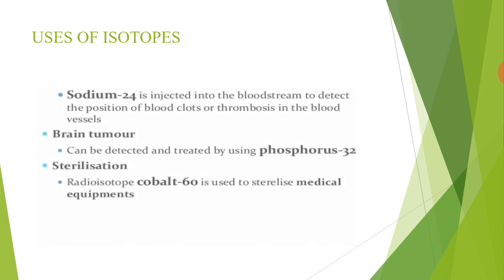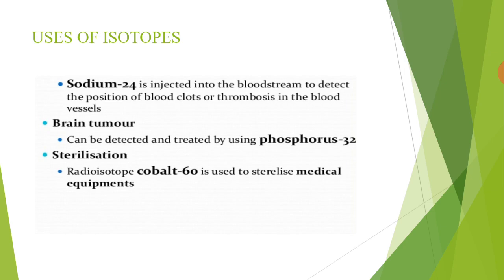Sodium 24 is injected into the blood stream to detect the position of blood clots or thrombosis in the blood vessels. Brain tumor can be detected and treated by using phosphorus 32. Radioisotope cobalt-60 is used to sterilize medical equipment. Cobalt-60 is also used to irradiate cancer cells in the hope of killing or shrinking the tumor.